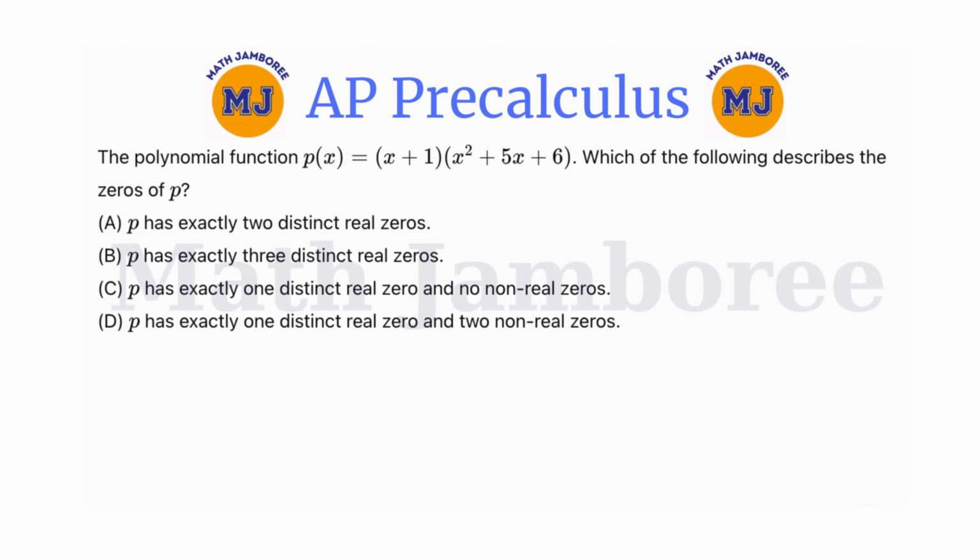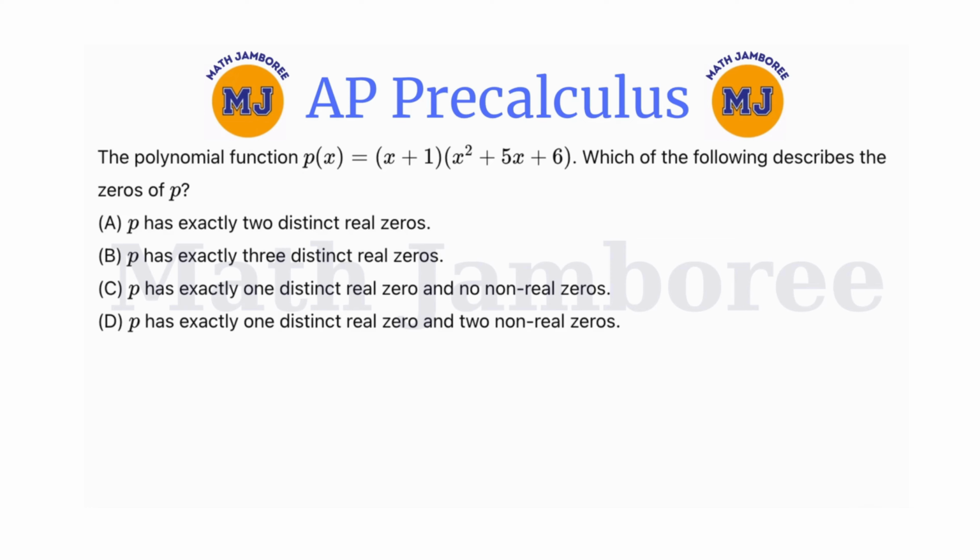A, p has exactly 2 distinct real zeros. B, p has exactly 3 distinct real zeros. C, p has exactly 1 distinct real zero and no non-real zeros. And D, p has exactly 1 distinct real zero and 2 non-real zeros.